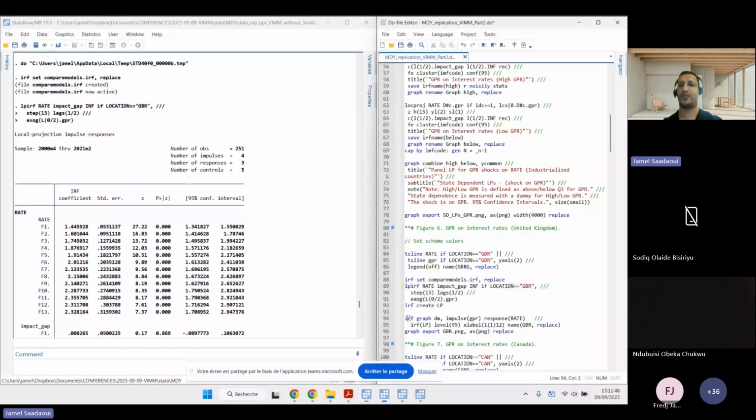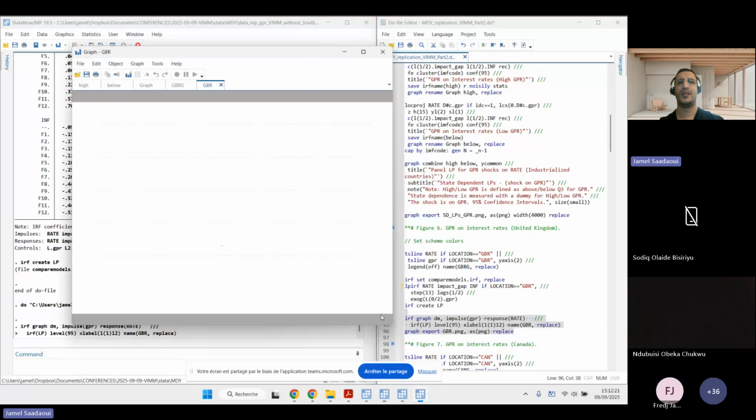To make the graph, you have to specify irf graph, and specify that you have dynamic multipliers. I can discuss that. So the impulse will be the GPR and the response will be the rate. You give it a name, using the same name as before. You can change the level of confidence, you can use 95%. If you have a lot of data, you can use 90% if you want. Create the labels, the grid for each month, and then export it as a PNG.